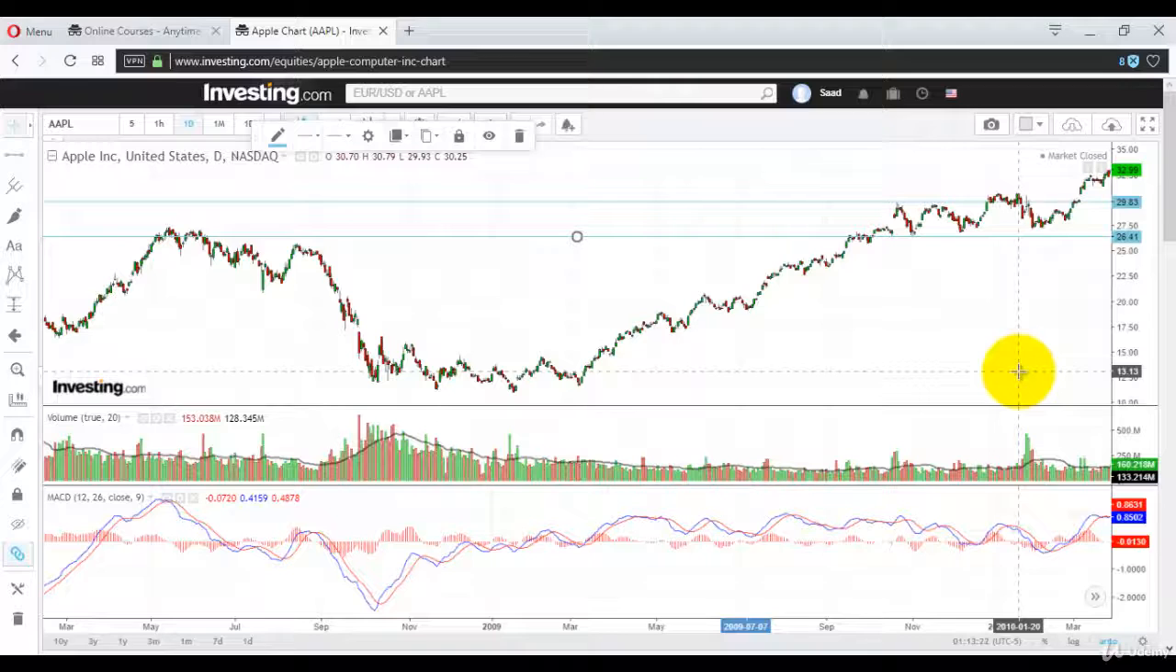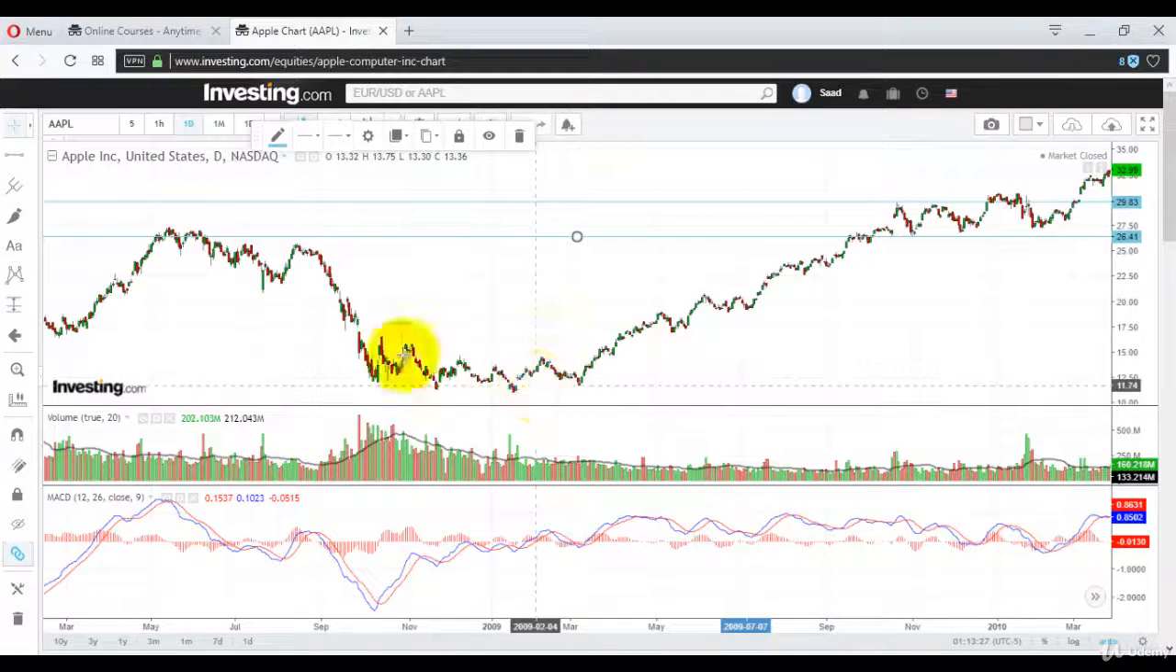However, as the low starts to break, then a further downfall can come in. Example, right here. So these are the learning points.